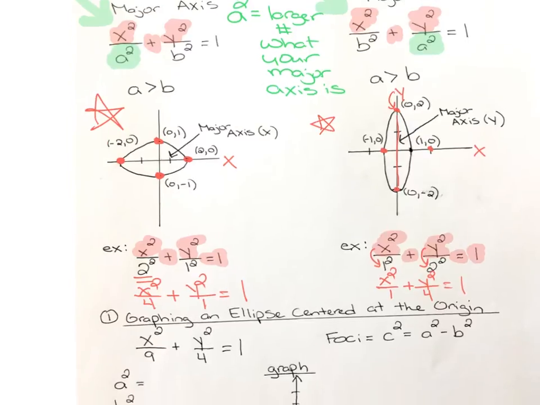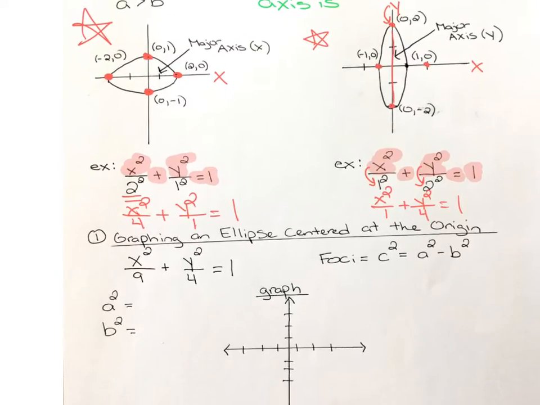Let's move on to number 1. It says graphing an ellipse centered at the origin. The reason I know this ellipse is centered at the origin is because there are no parentheses. We've talked about parentheses before, and parentheses shift you. So there's not going to be any shifting, and your middle, your origin, is going to be at 0. We're going to be moving from that point there.